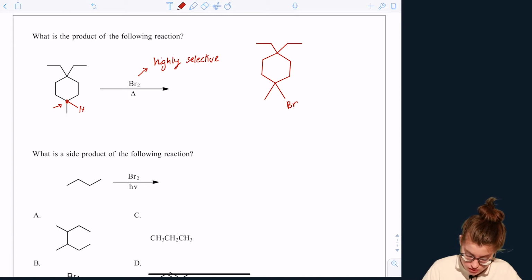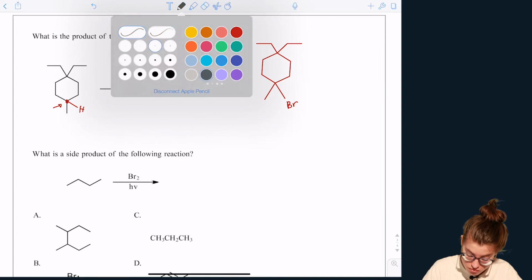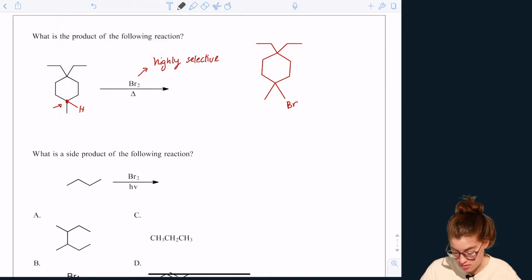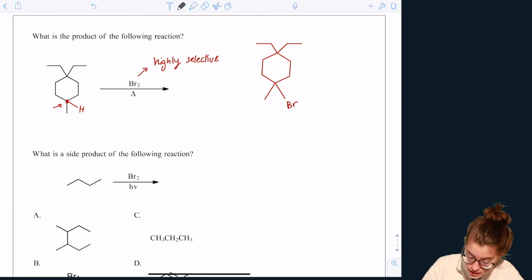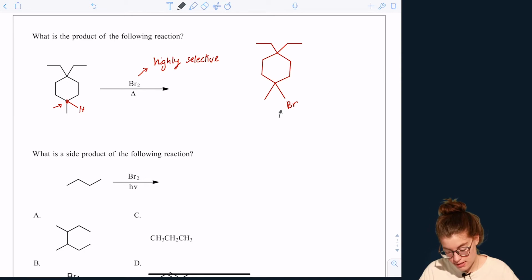Now, technically, you might have a professor that cares about stereochemistry. Stereochemistry here is not specific, so you will have some molecules where the bromine is on the wedge in this case, and you'll have some molecules where bromine is on the dash. Okay?